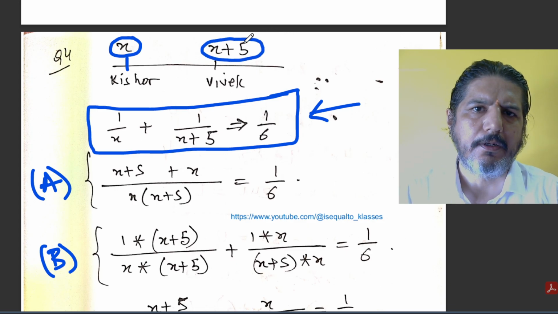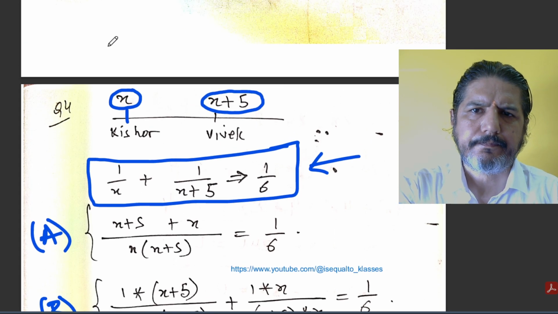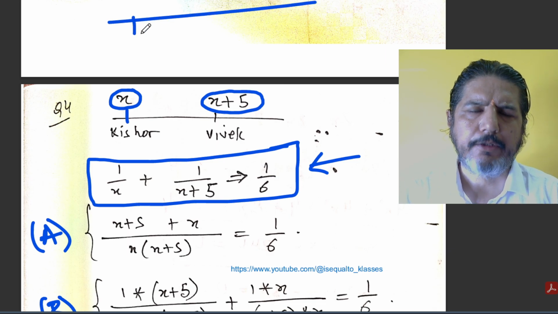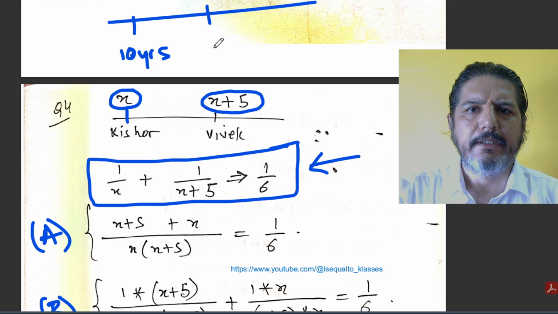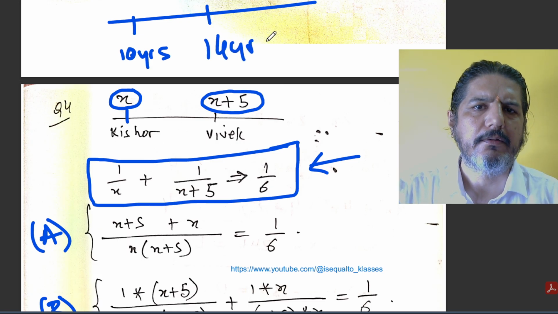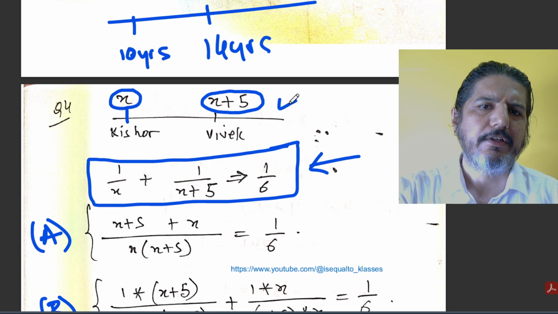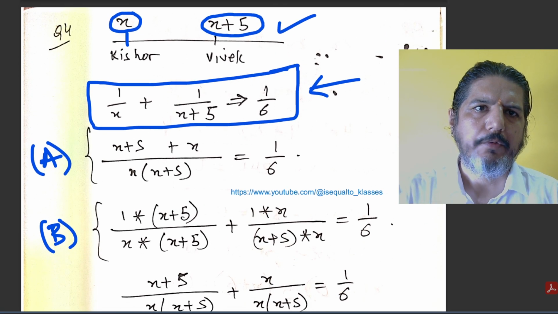This, I hope, is simple. So for example, if you have a friend who is 10 years old and you are 4 years older than him, then your age will be 14 years. So I think this part is very simple. Now we come to the question.